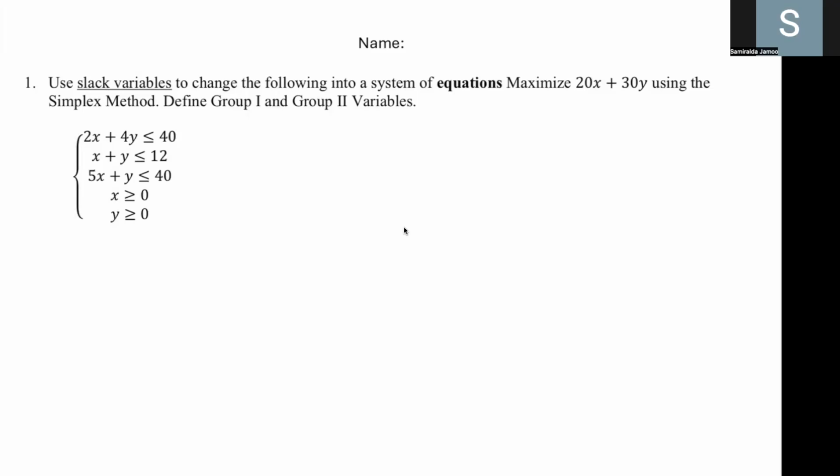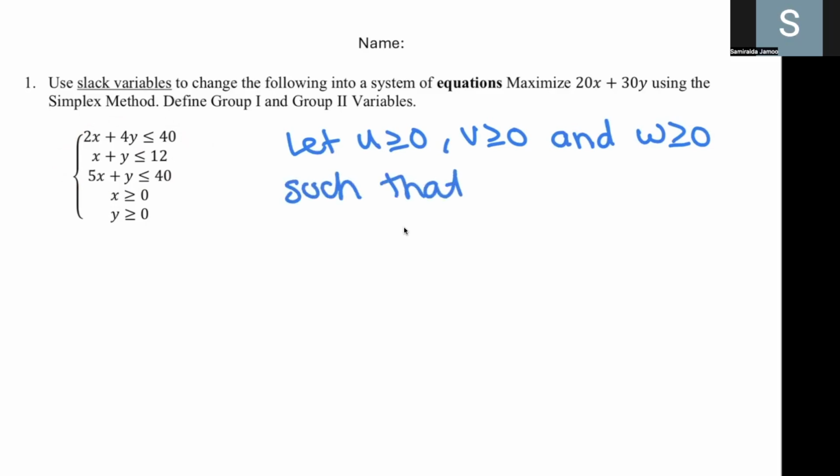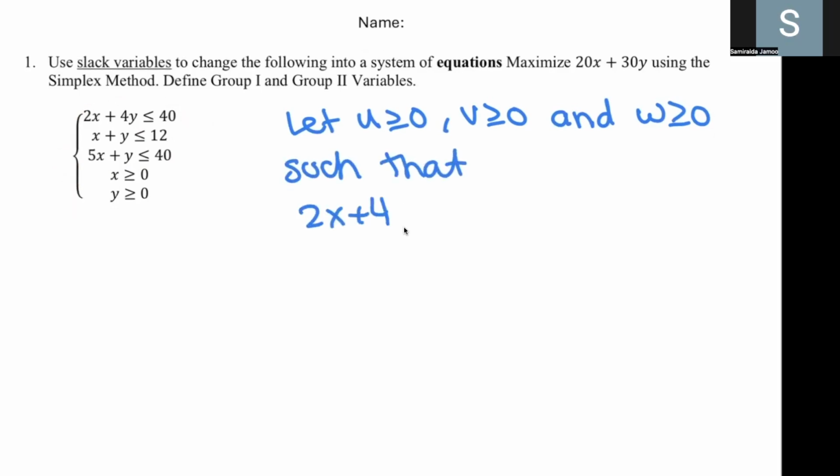All right, so we want to solve the system of equations using the simplex method. So notice you have three equations, and so we would need to introduce three different variables as our slack variables for these. So I will let u be greater than or equal to 0, v and w, such that 2x plus 4y plus u is now equal to 40.